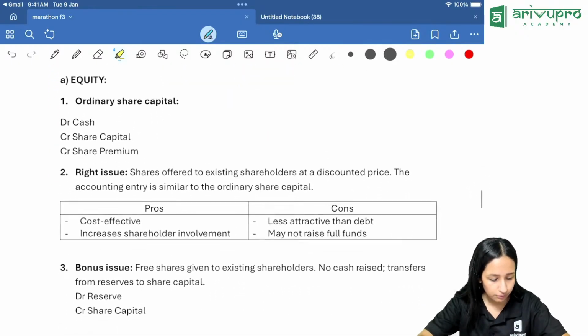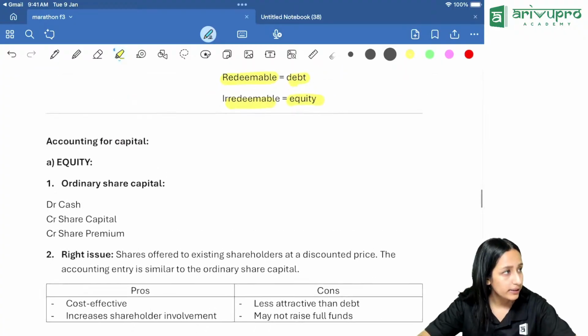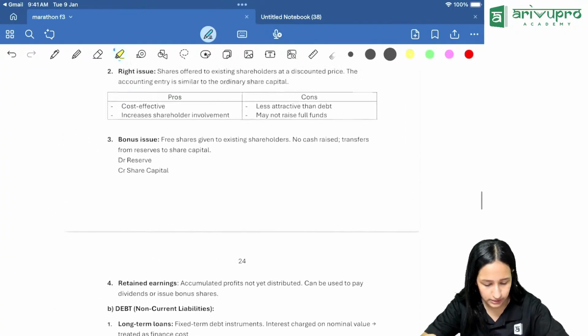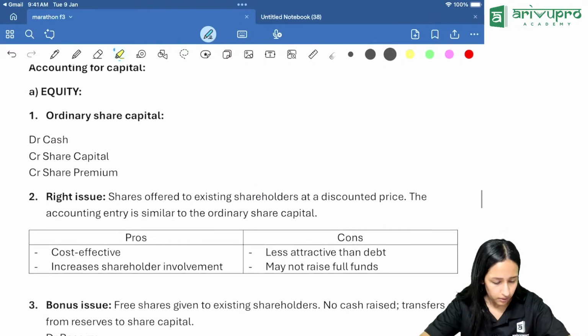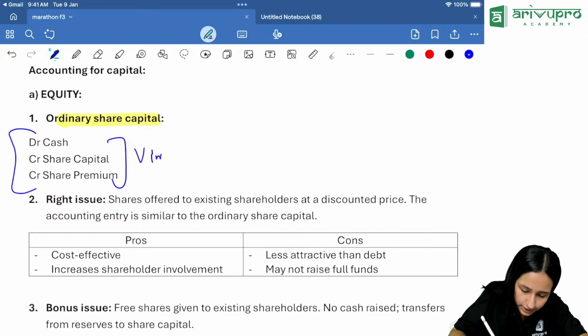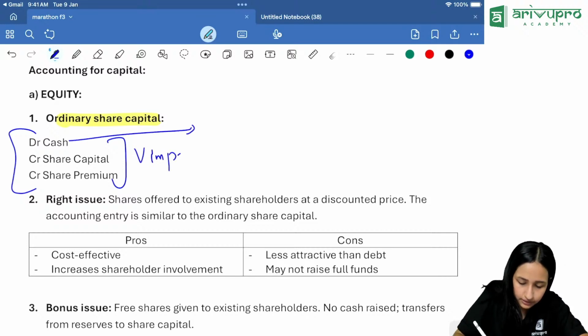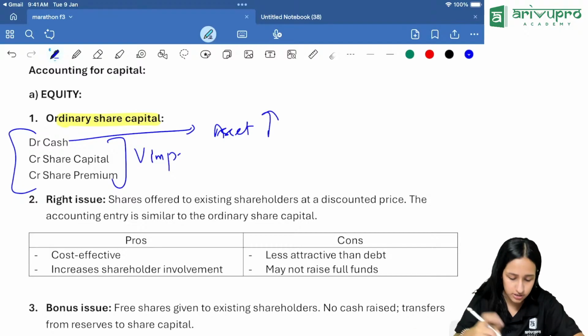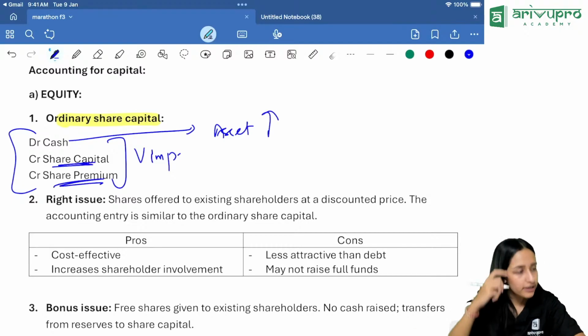Now, how do you account for it? Equity, there can be three types. Okay, and along with that, there's also retained earnings. We'll look at that. We have ordinary share capital, very important journal entry, debit, cash. Cash is an asset. Asset increases every time you issue shares. Okay, share capital and share premium.